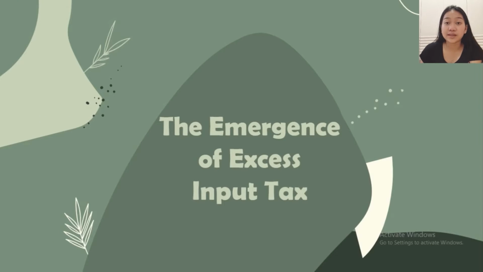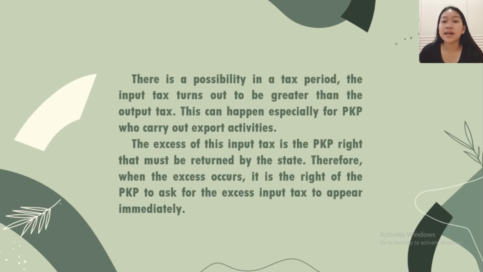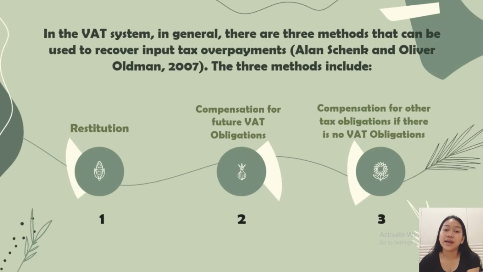Next we will discuss the emergence of excess input tax. There is a possibility that in a tax period the input tax turns out to be greater than the output tax. This can happen especially for PKPs who carry out export activities. The excess of this input tax is the PKP's right that must be returned by the state. Therefore, when the excess occurs, it is the right of the PKP to ask for the excess input tax to be returned immediately.